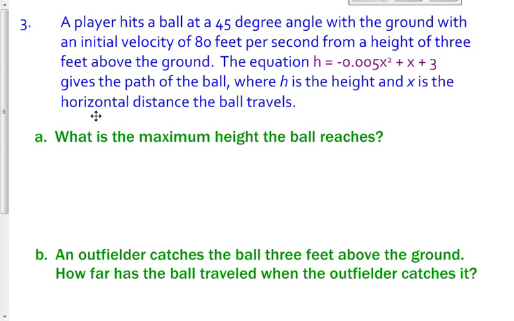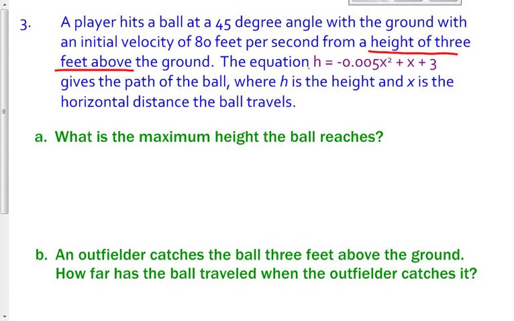And he hit the ball, and the equation that he hit this ball at is h equals negative 0.005x squared plus x plus 3. This gives the path of the ball, where h is the height of the ball, and x is the horizontal distance the ball travels. So if we try to make sense out of this problem, he hits it from a height of 3 feet above the ground. I would say that would be right at about his waist, right at his belt buckle, where this fastball came in at, and he hit the ball.